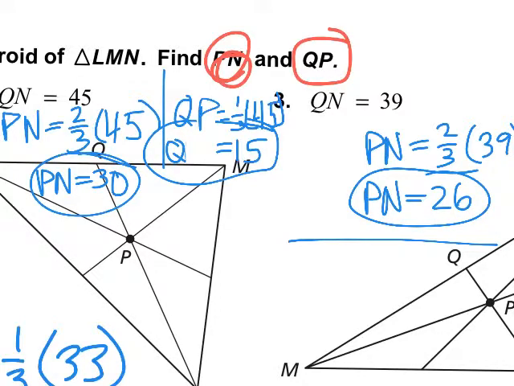So that's QP. So QP is the long side. Or sorry, I'm all kinds of messed up. Sorry. QP is the short side. So QP is 1/3 of the whole. So QP was 15 back there.